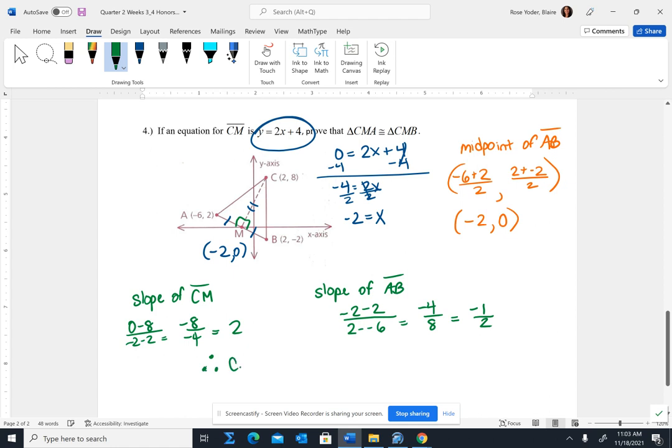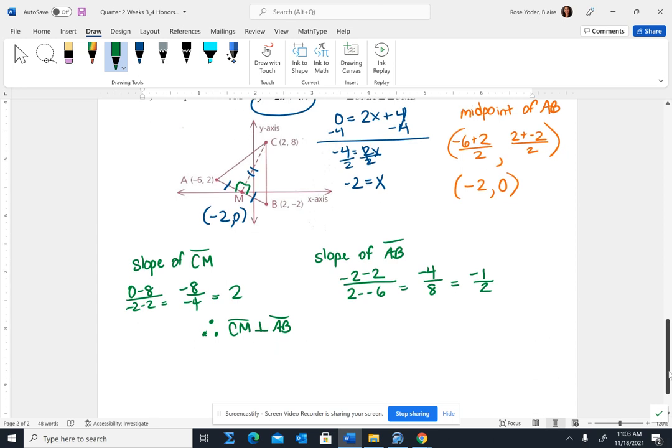So therefore, CM is perpendicular to AB, because their slopes are opposite reciprocals. So there we have it. So I have congruent right angles. I have congruent segments because of a midpoint, and I have the reflexive property. So I can, in fact, conclude that triangle CMA is congruent to triangle CMB by side angle side.